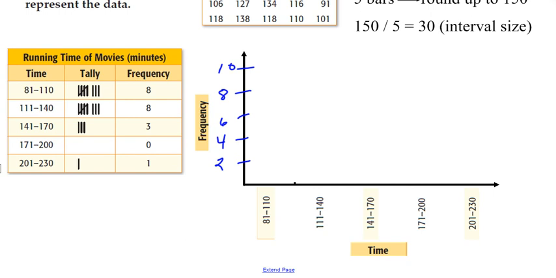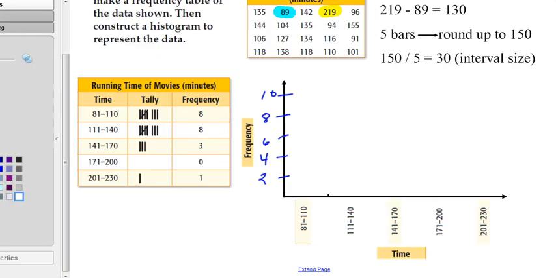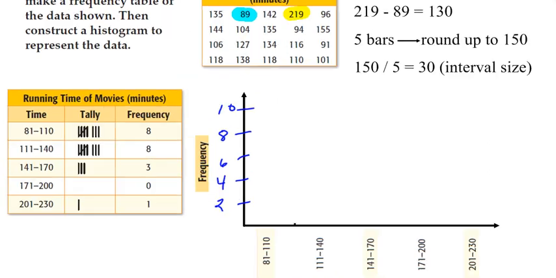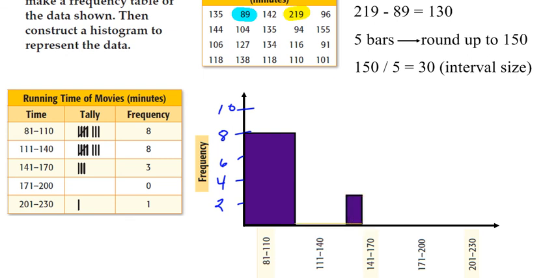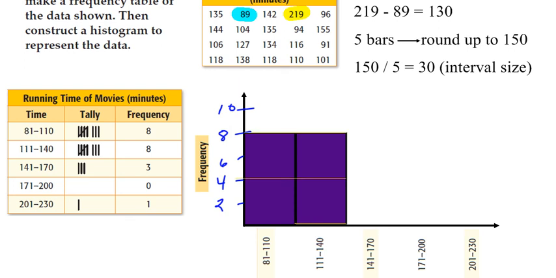Once you have your intervals, do your frequency table, which we've talked about in the past, using your tally marks and then writing your frequency. And then from there, all we need to do is construct our histogram. Let's see, I'll choose purple for this one. The first interval has a frequency of 8, so I want my bar to go all the way up to 8, right about there. My second interval is also 8, so I'm going to make that one the same height as the first one.